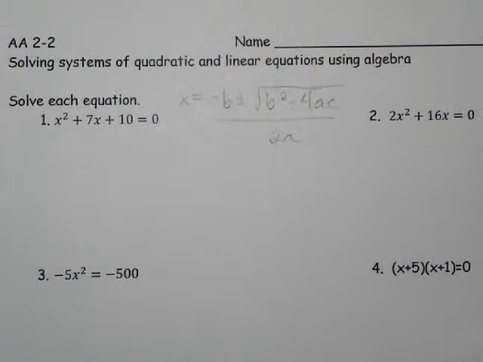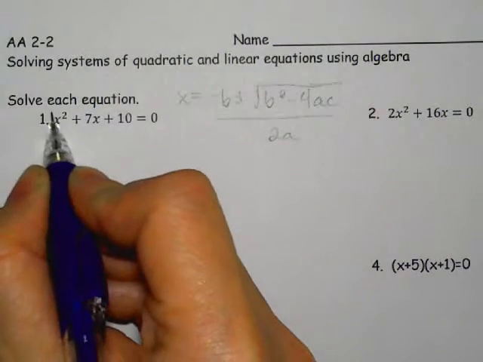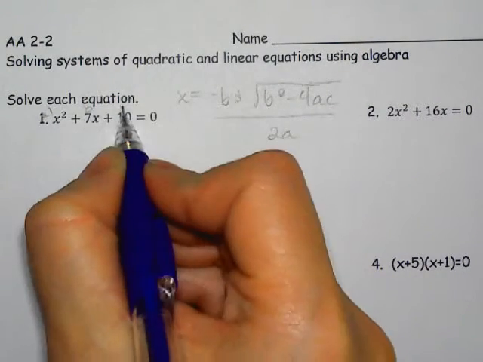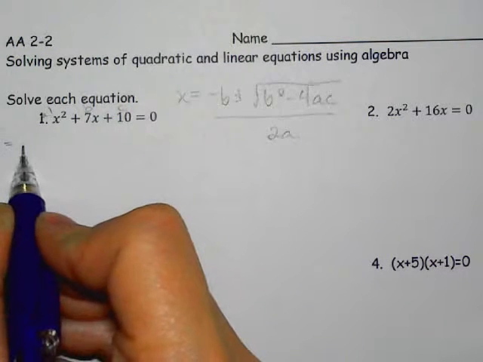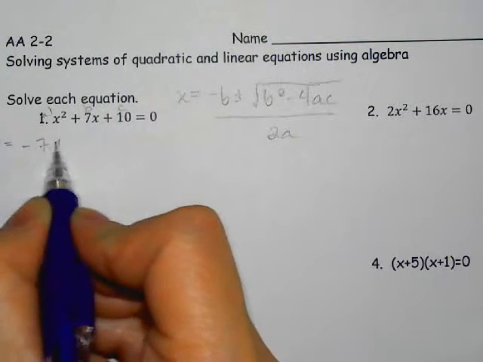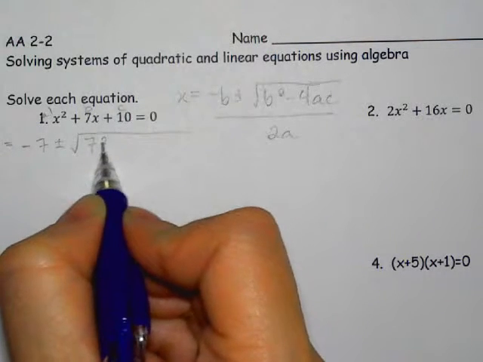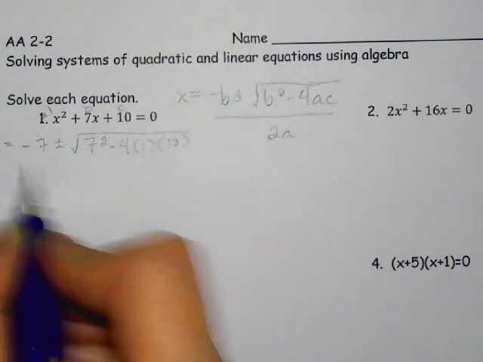So the first one can be factored, but I'm going to go ahead and do it with the quadratic formula, and then the second one I'm going to use the zero product property to show you guys both methods. So, we have an A of 1, a B of 7, and a C of 10. So x equals negative 7 plus or minus square root of 7 squared minus 4 times 1 times 10.